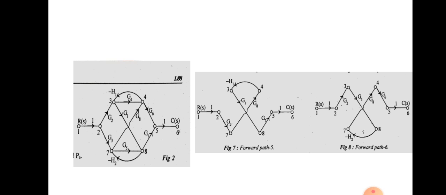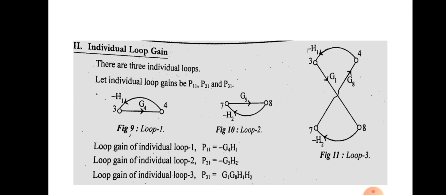So it is a closed path and all the direction is in the forward direction. So that forms a closed loop and its gain is given by P31. Its notation, individual loop gain, is P31 and its gain value is equal to G1 into G8 into minus H2 into minus H1. So H1, H2, G1, G8 is its individual loop gain.